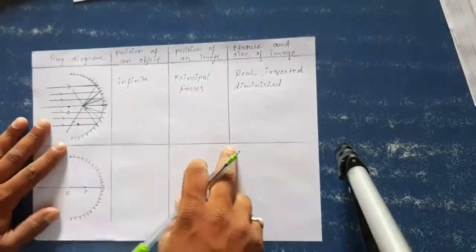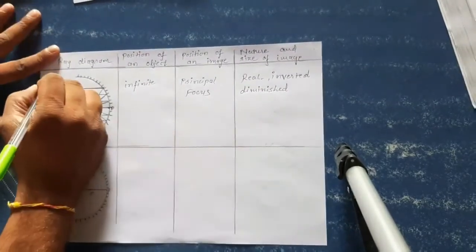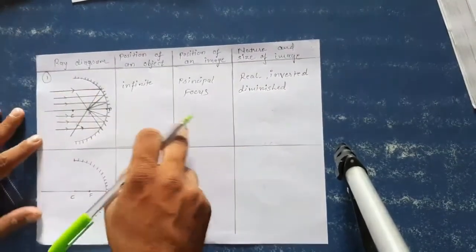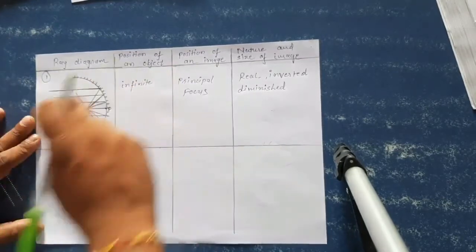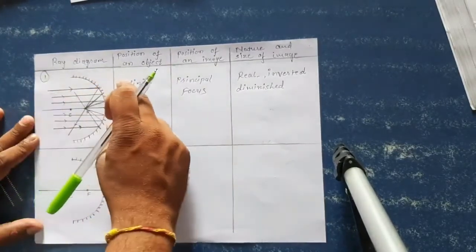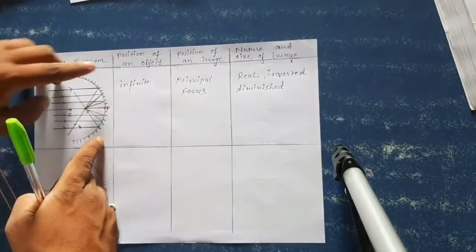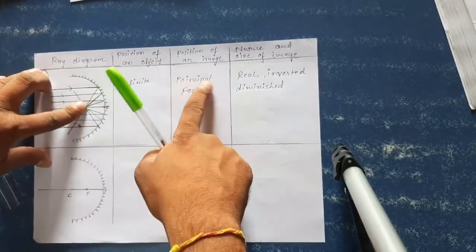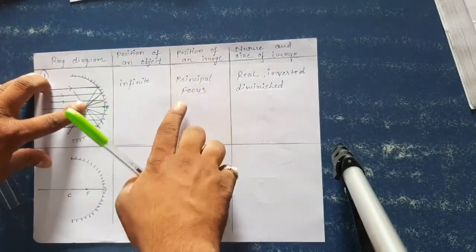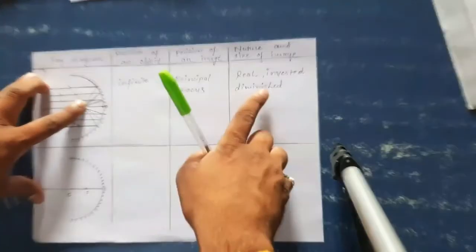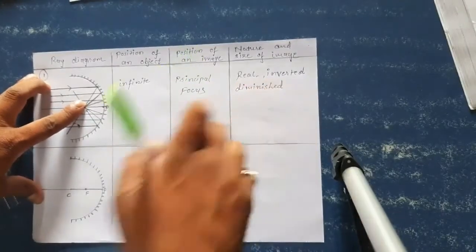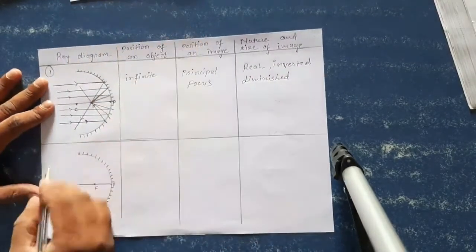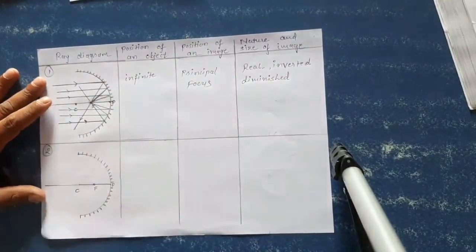Okay, so this is our first case, that if the position of the object is at infinity, the light rays coming from infinite distance will converge at one point. This point is our principal focus. So we will get our image on the principal focus, and the image will be real, inverted and diminished. Now let us consider our second case.